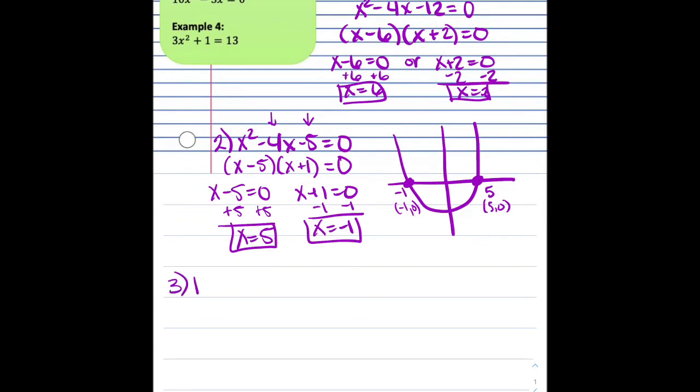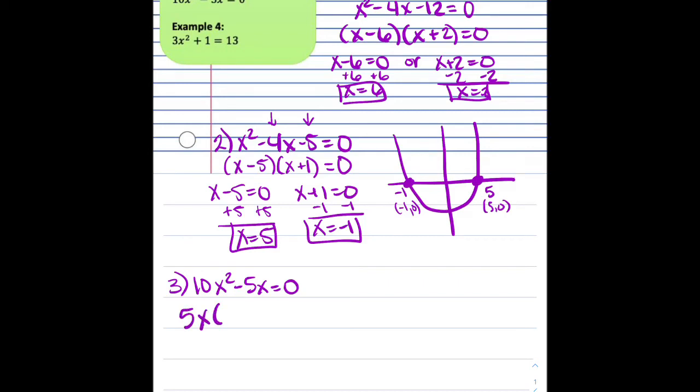Okay? So number 3, we have 10x squared minus 5x equals 0. On this problem, I don't have a constant value. I'm already equal to 0, so I'm going to go ahead and start doing my factoring steps. First, I am looking at my GCF. Do I have a GCF?